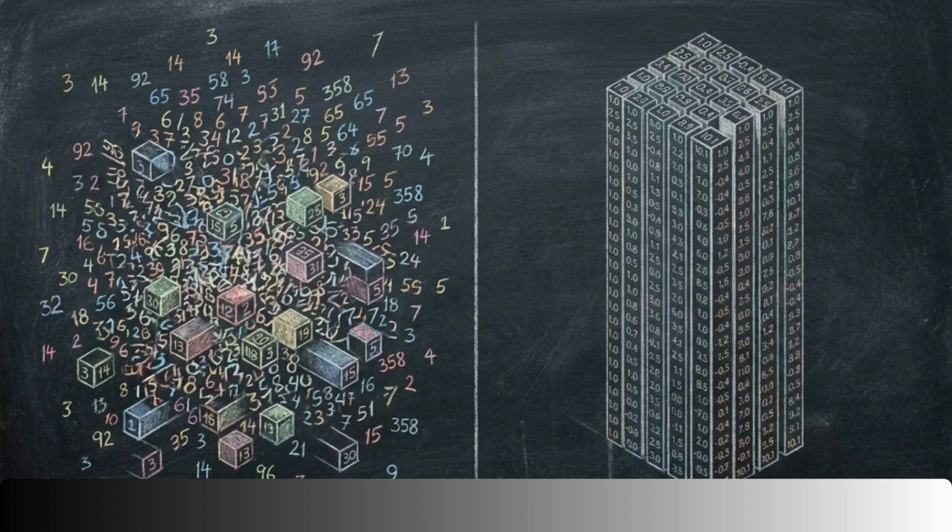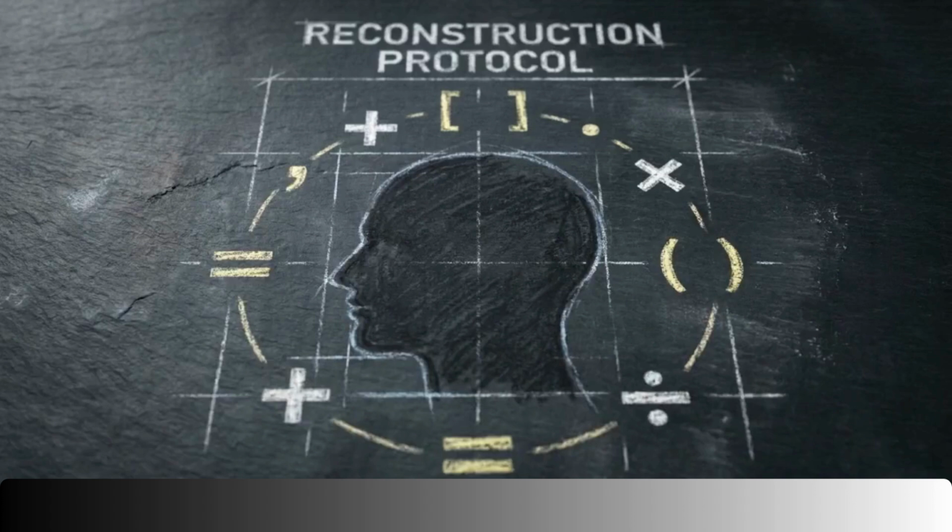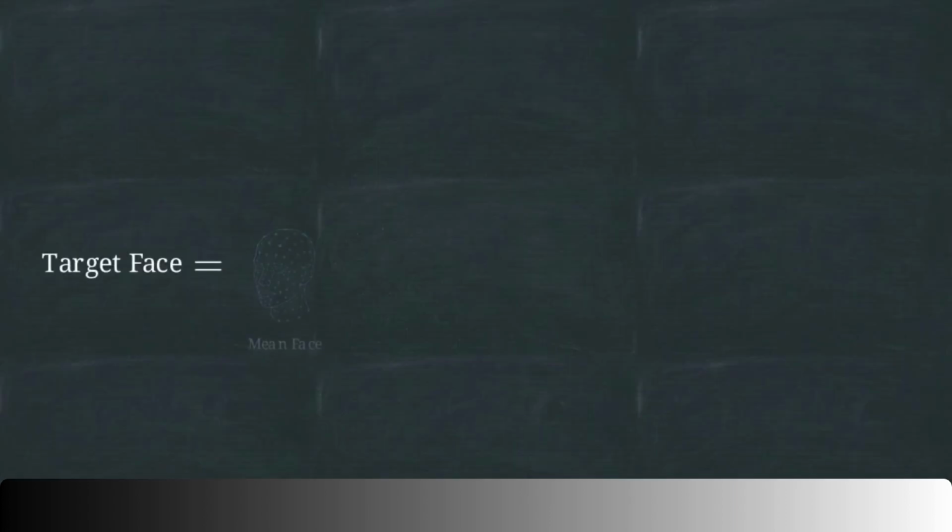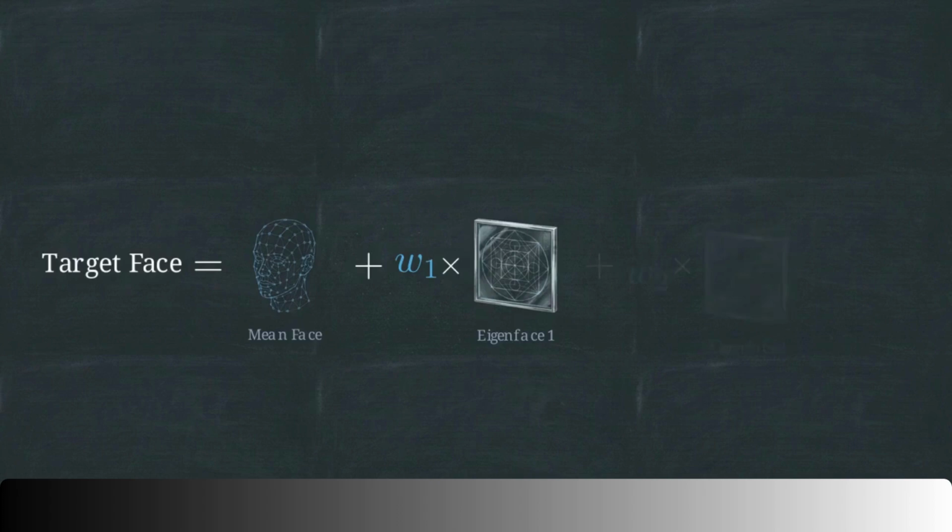A subject is no longer defined by 65,000 arbitrary pixels, but by 100 structural coefficients. This radical compression is completely viable because the target face can still be reconstructed using a linear combination. The target face equals the mean face we calculated earlier, plus coefficient 1 times eigenface 1, plus coefficient 2 times eigenface 2, and so on.